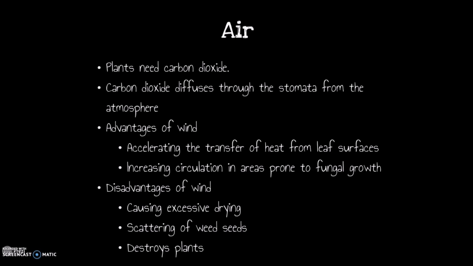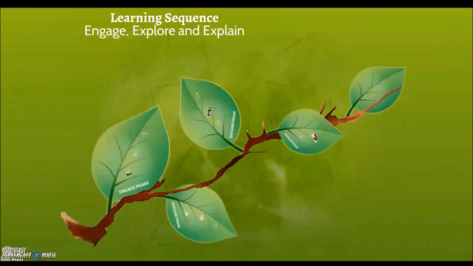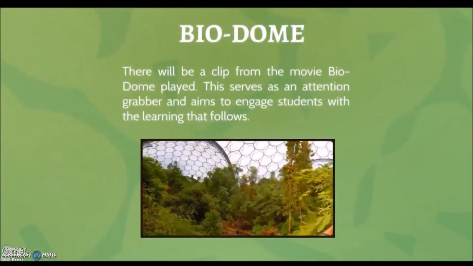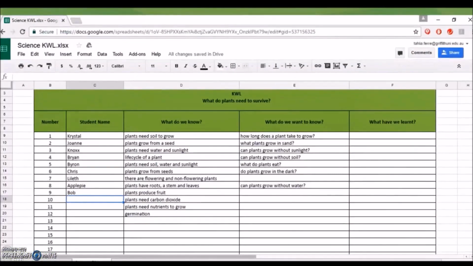The following sequence of lessons is conducted over a number of weeks, starting with a quick clip to engage students from the movie Biodome. The KWL will be used to gauge students' current understanding of the topic being discussed. It will serve as formative assessment for the teacher, as well as being a valuable tool for students to reference throughout their continued learning. At this point in the lesson, only the K and W parts of the KWL will be utilised, as the final L section will be completed at the end of the sequence of lessons. This shows an example of what the KWL will look like at this point in the learning sequence.